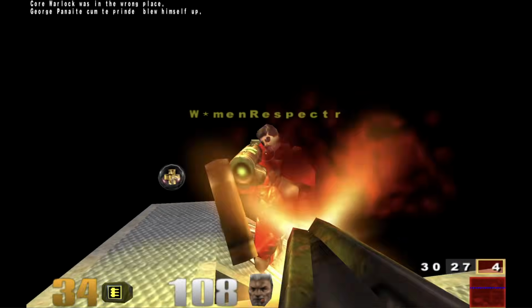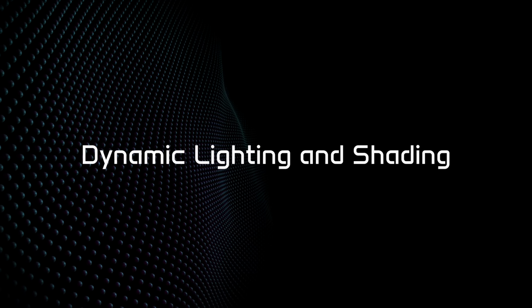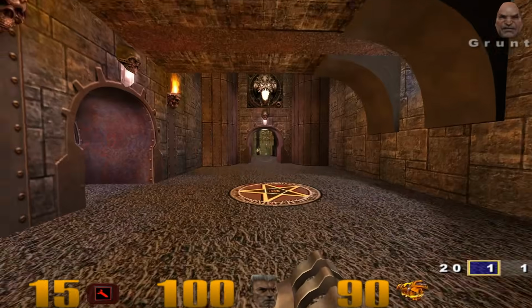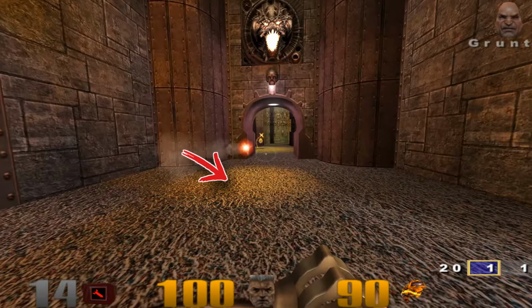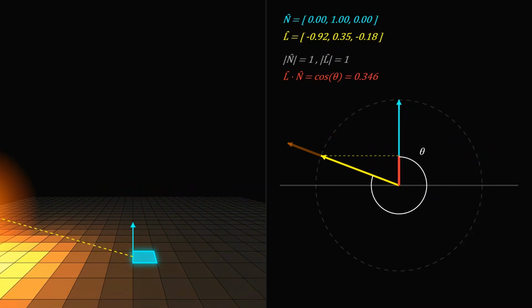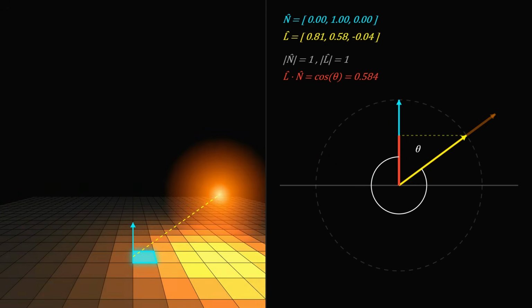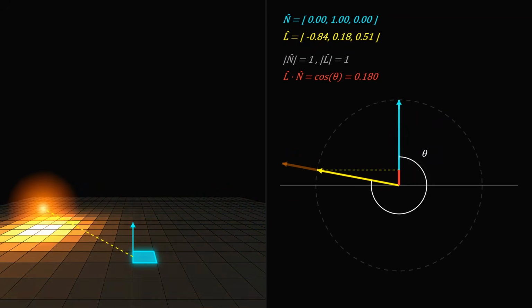To understand why that code exists, you have to understand the bottleneck of 3D game dev. Let me mention three algorithms, pretty common in computer graphics: dynamic lighting and shading. Whenever a rocket exploded, the engine had to instantly calculate how the dynamic light bounced off walls, floors, and other players. To calculate surface brightness, 3D engines use the dot product. If vector L is the light vector and vector n is the surface normal, that dot product directly gives the cosine of the angle between them. Vector L dot vector n equals the cosine of theta.